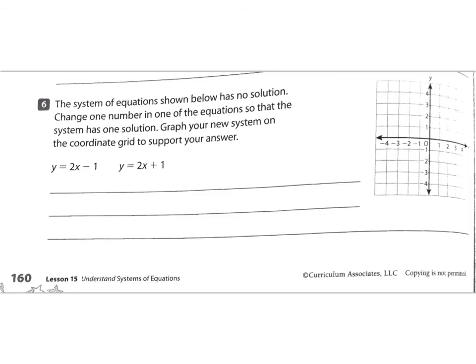The last question says the system of equations shown below has no solutions. Change one number in one of the equations so that the system has one solution. You can come up with a bunch of different answers for this, but I know that if I change the slope, they'll have one solution. Right now the slopes are the same, which makes them have no solutions. So if I change the slope to something like 1/2, they're going to have one solution because the slopes are different.